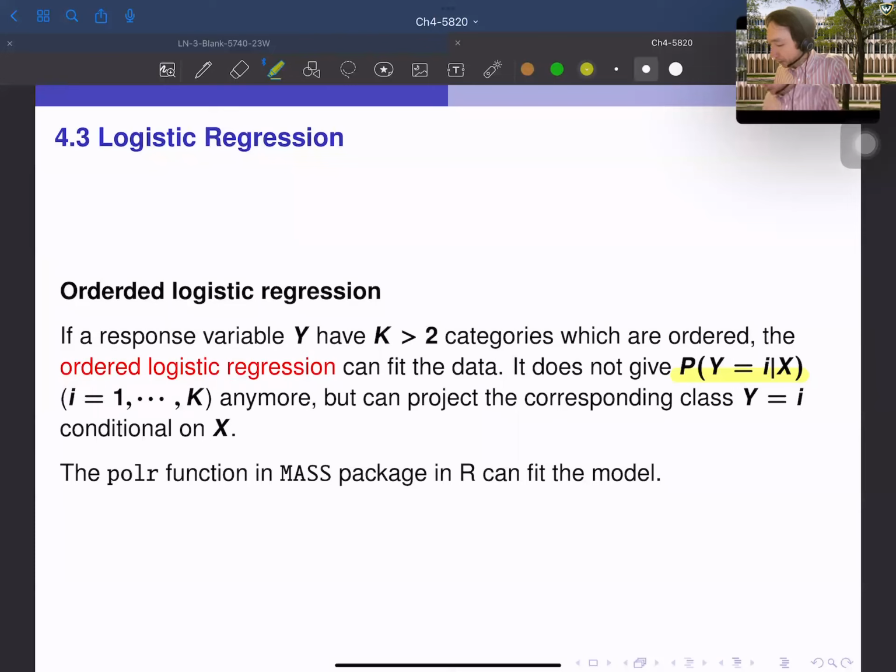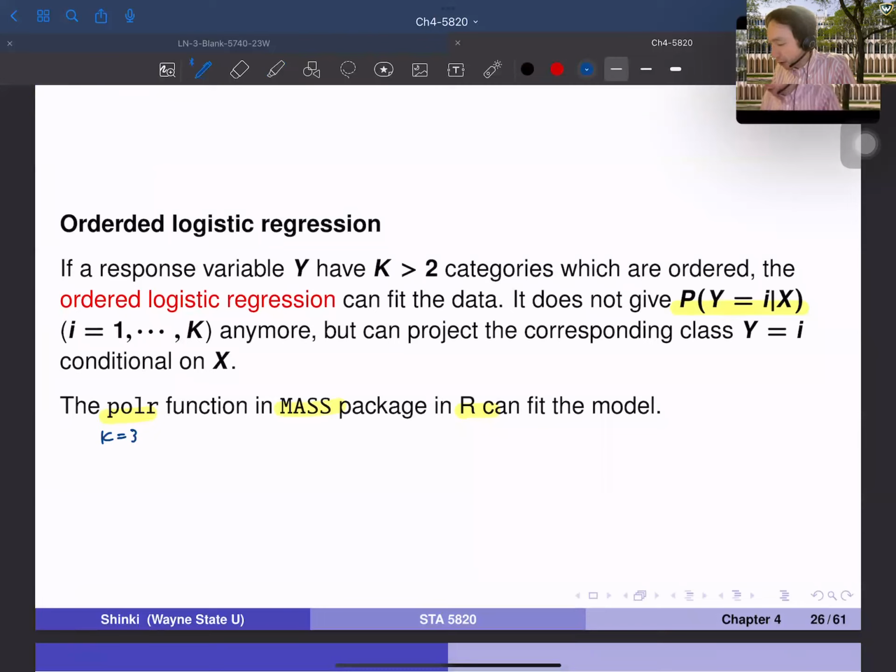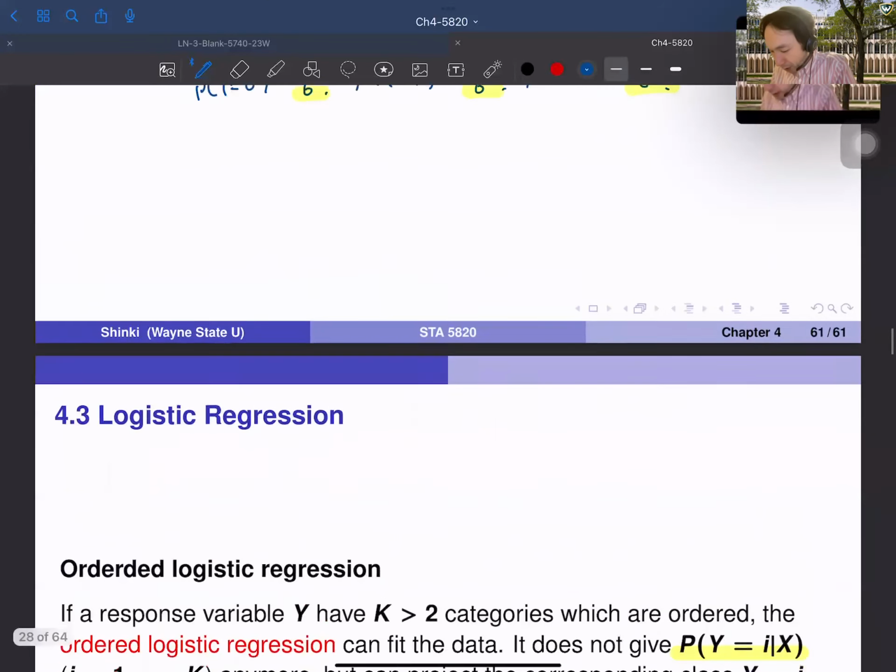So that's the case, and this is the polr function in the MASS package in R. The basic idea is like this. Suppose k equals 3, and we have the 3 classes 1, 2, 3. We get some probability from the model, so some p equals f of beta naught plus beta 1 x or something like that.